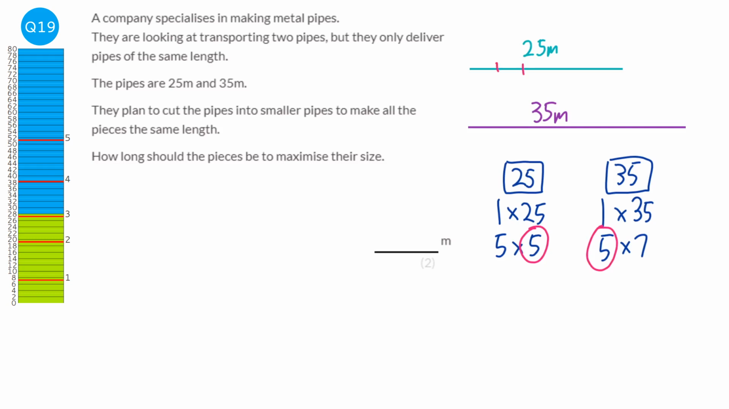So 1, 2, 3, 4, not to scale, and then 7 of these. So 1, 2, 3, 4, 5, 6, and so there's 7 in total. So each of these are 5 meter long, and there's no wastage.